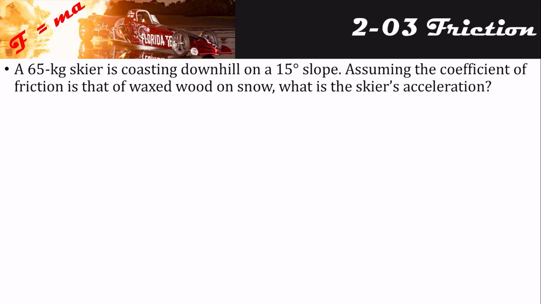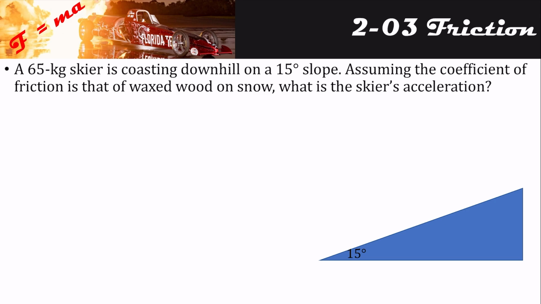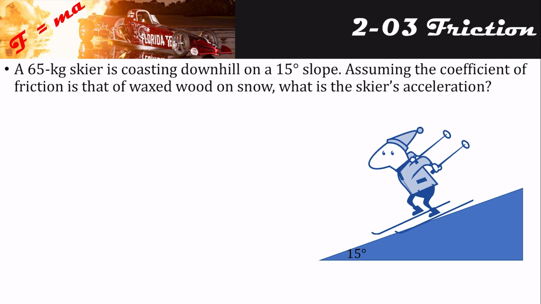A 65 kilogram skier is coasting downhill on a 15-degree slope. There's my 15-degree slope, and there's my skier. Assuming the coefficient of friction is that of waxed wood on snow, we're going to look that up, and the textbook says that is 0.1. What is the skier's acceleration?